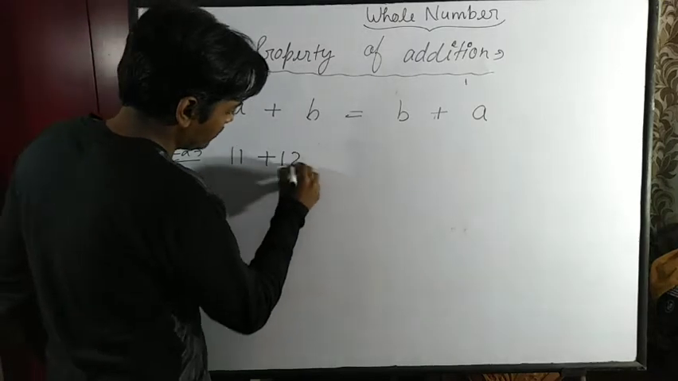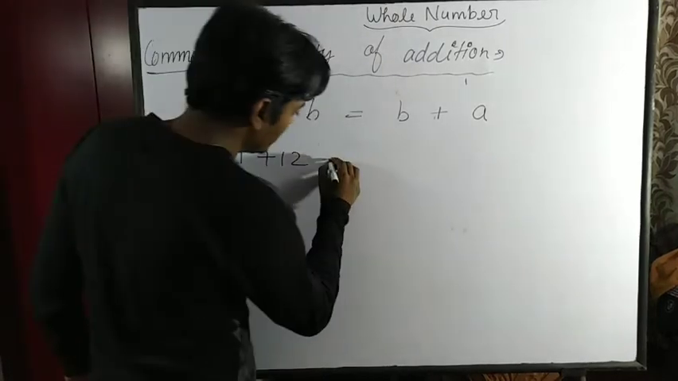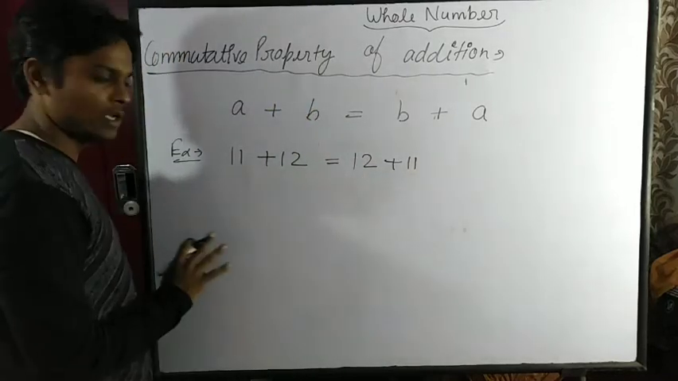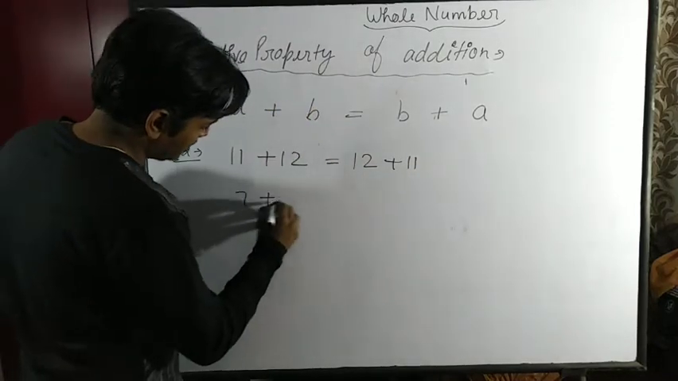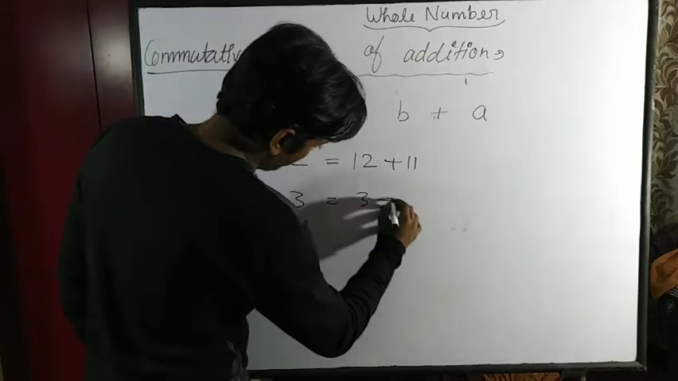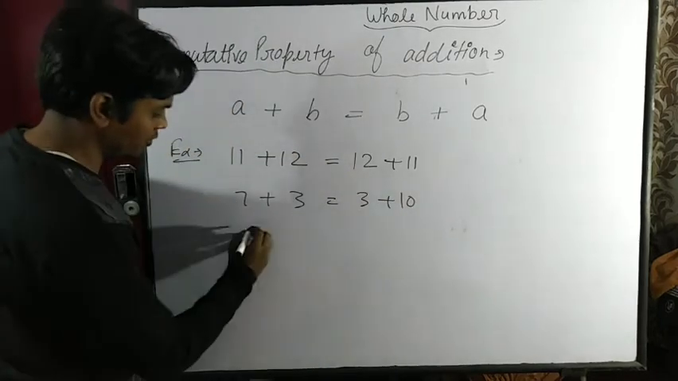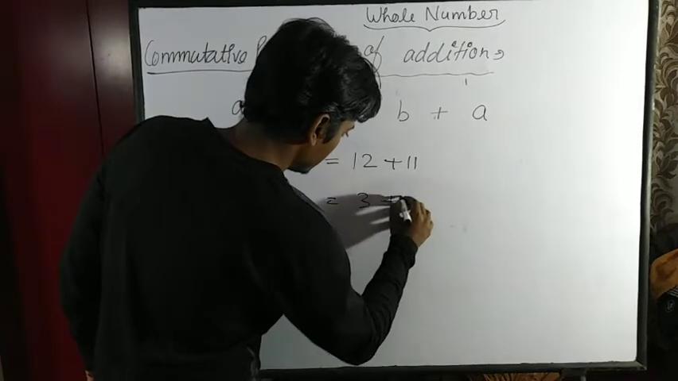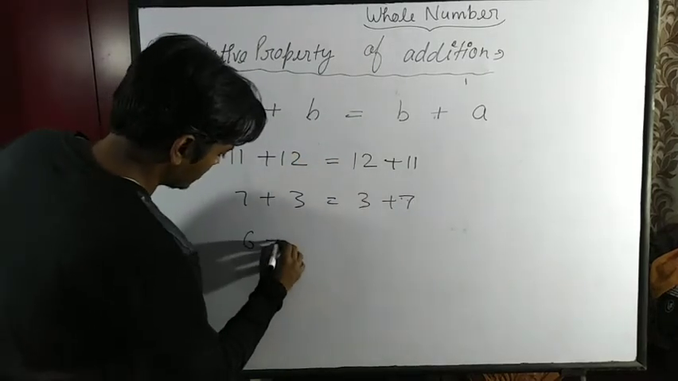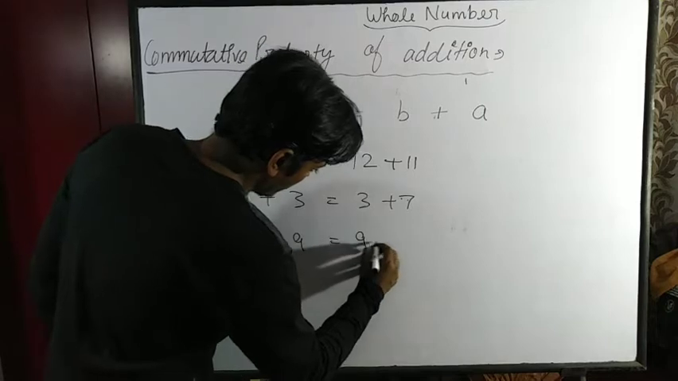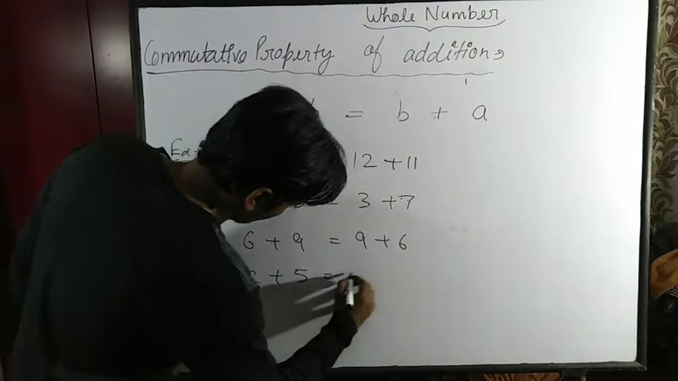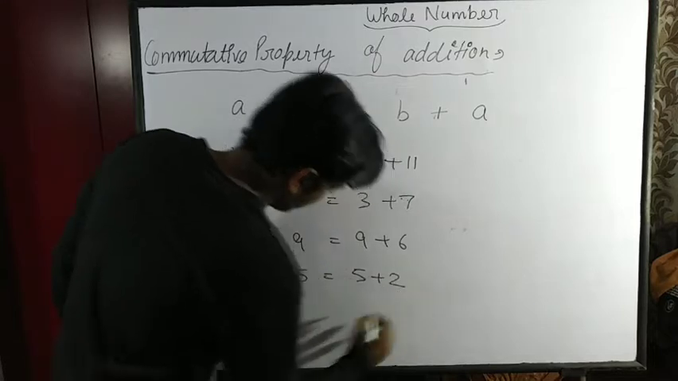11 plus 12 will always be equal to 12 plus 11. Same answer. 7 plus 3 equals 3 plus 7. This is the commutative property. 6 plus 9 is equal to 9 plus 6. 2 plus 5 is equal to 5 plus 2.